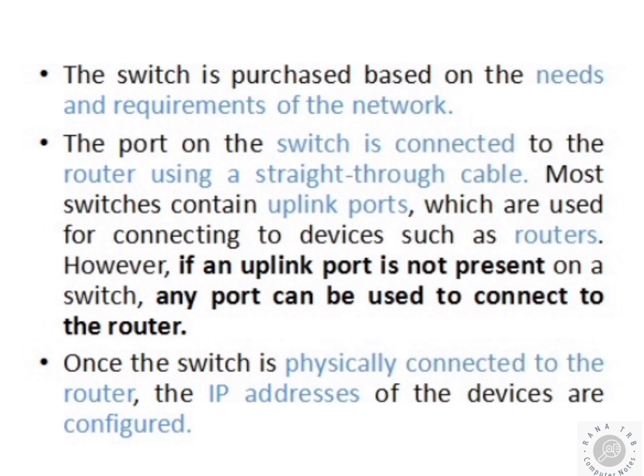This switch is always connected to the router using a straight cable, connected to what are called uplink ports. If an uplink port is not present, the switch will be connected to any one of the ports of the router. Once the router and the switch are connected, the IP addresses of the devices can be configured among each other.